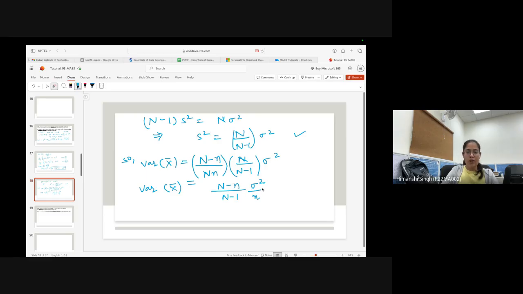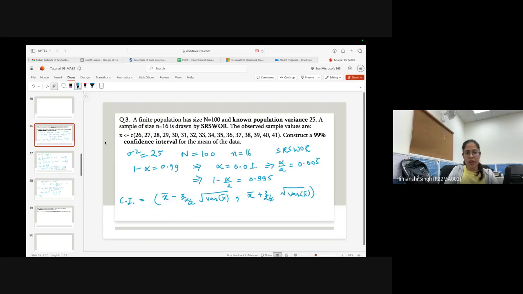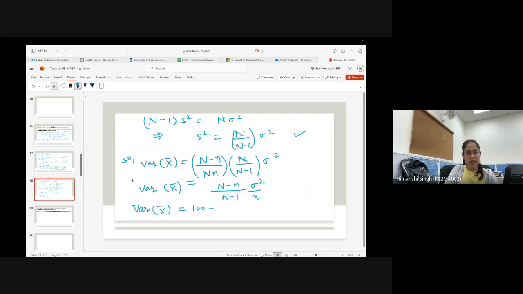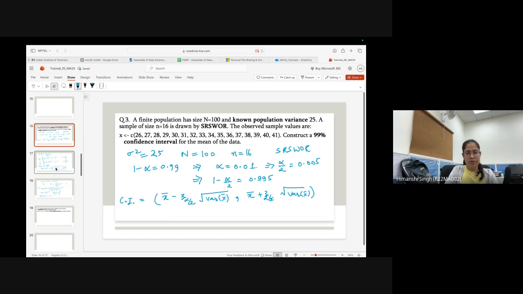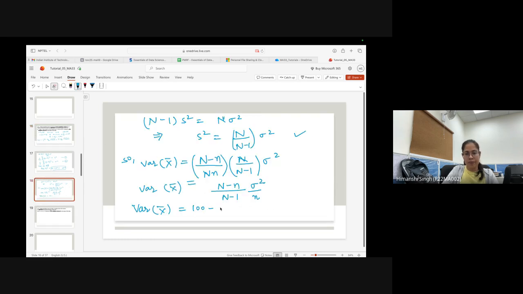Fine. Now I know what is sigma square, I know what is capital N, what is small n. So I'll just place the values in order to calculate the variance of x bar. That is capital N is 100, 100 minus small n, which is 16, divided by 100 minus 1, which is 99, multiplied by sigma square by n. Sigma square is 25 by 16. So that will be the variance of x bar. That can be calculated; we can just code it in R and calculate it. Okay, so let me further proceed.